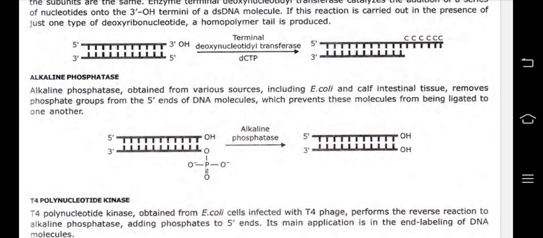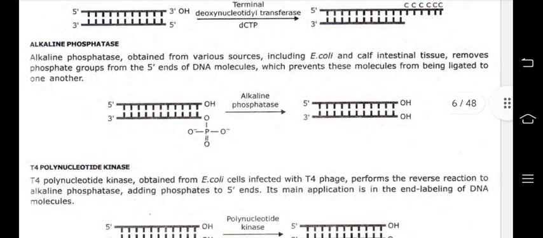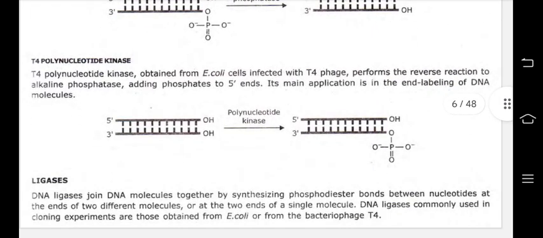So alkaline phosphatase. Then T4 polynucleotide kinase. T4 polynucleotide kinase, obtained from E. coli cells infected with T4 phage, performs a reverse reaction to alkaline phosphatase, adding phosphates to 5' ends. Its main application is in the end labeling of DNA molecules.